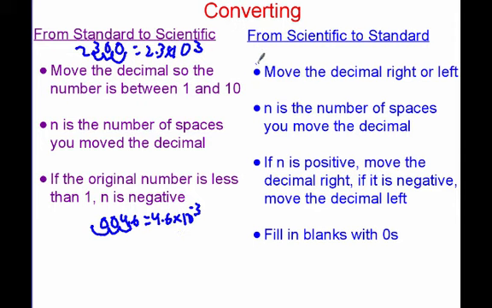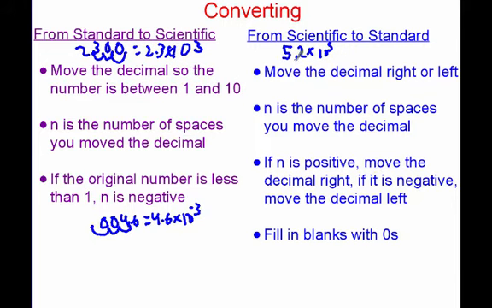All right, now to go the opposite way, we kind of just move backwards. So, for example, if I gave you 5.2 times 10 to the fifth power, we're going to move the decimal to the right or left. N is the number of spaces that we're going to move the decimal, so 5 in this case. If it's positive, we move the decimal to the right. If it's negative, we move the decimal to the left.